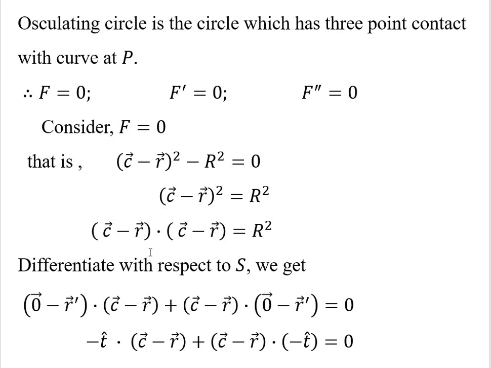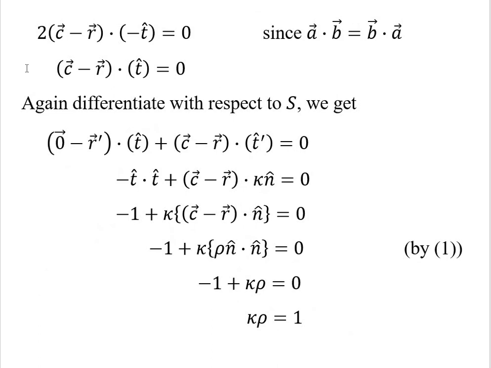From this equation we get (C vector minus R vector) dot (C vector minus R vector) equal to R square. Now we differentiate this equation with respect to s. We get minus T vector dot (C vector minus R vector) plus (C vector minus R vector) dot minus T vector, and R dash is 0. We know the dot product A dot B equals B dot A, so we may write 2 times (C vector minus R vector) dot minus T vector equal to 0, which gives (C vector minus R vector) dot T vector equal to 0.